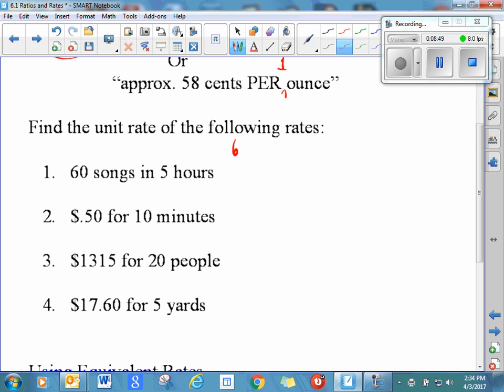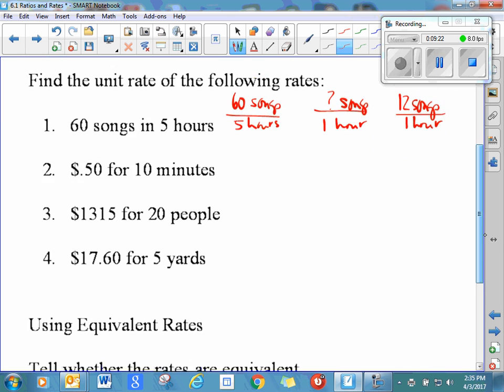So I'm going to set this one up. 60 songs in 5 hours. So our question is, how many songs in 1 hour for the unit rate? So we want 60 divided by 5, and of course that's a math fact that you know. So it's 12 songs per hour, or 12 songs in 1 hour. So you do 2, 3, and 4, and then come back and listen to the rest of the video.